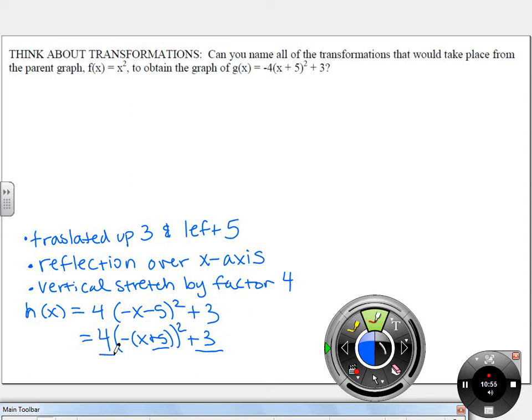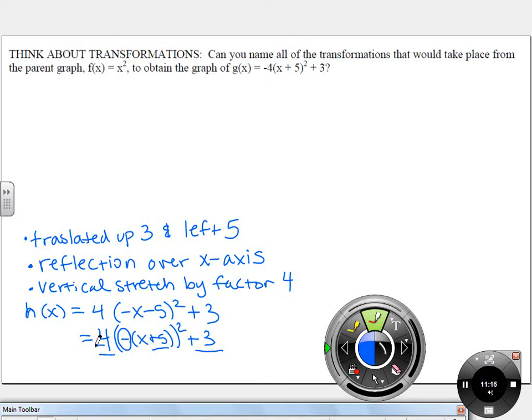We would still have a vertical stretch by a factor of 4, but because this negative is inside the radical, it would represent a reflection over the y-axis or a horizontal reflection from left to right. Julia? If you had a negative like that in the equation, but then you also had one that was 4, would that cancel each other out? Not always. It's going to depend on how the function looks.